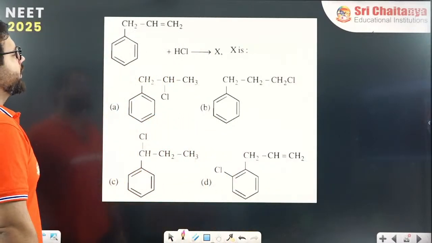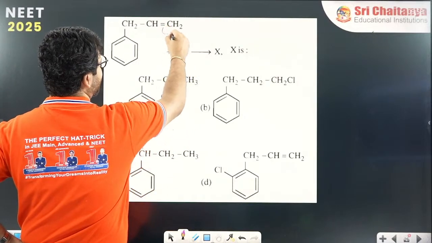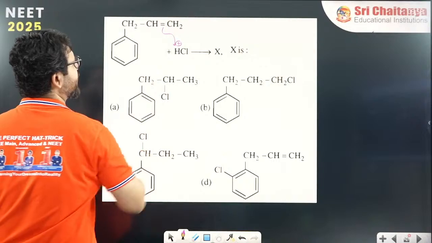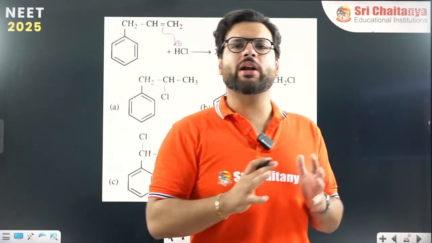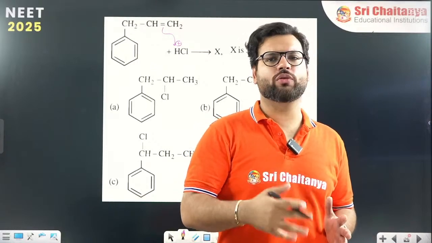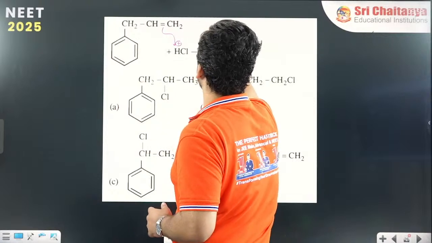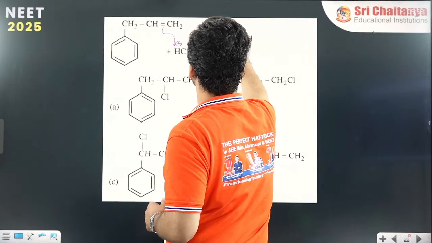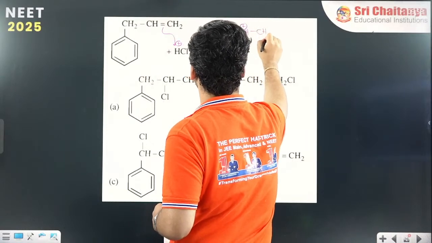Next one is another electrophilic addition question. Alkene attacks on H plus, giving you a carbocation. So whenever you get a Markovnikov addition question, never do Markovnikov addition directly. Always go with the mechanism because rearrangement is possible. So you are going to get phenyl CH2 CH positive CH3 in the first step.